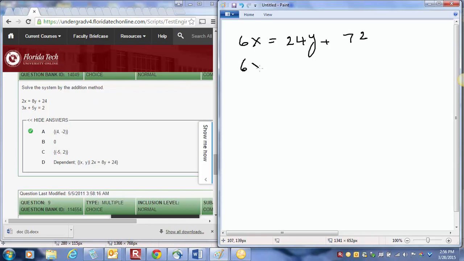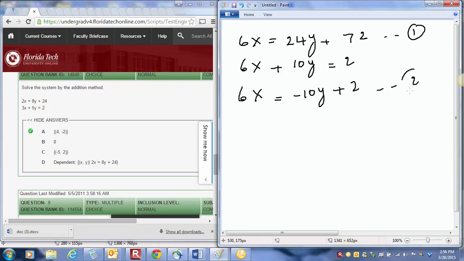So it would be 6x plus 2 times 5, 10y, and then equals to 2. Now, let's see what we need to do here to simplify this 6x. They want us to do the addition method. Okay, so let me just put the 10y on this side, so that way they'll be the same. So 6x, move the 10y to the right, you will end up with negative 10y plus 2. This would be my first equation. This would be my second equation.